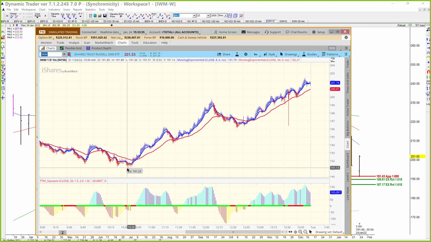But here's where we tested support in IWM. This is on a 1 minute chart. Here's the 834 EMA crossover. Here's where you took out a prior swing high. So it probably got triggered around like 192.30 or something.